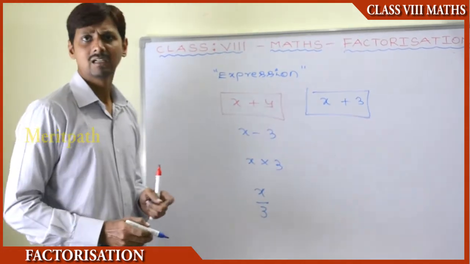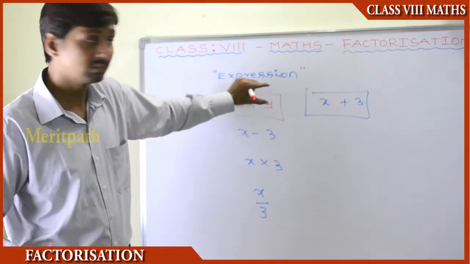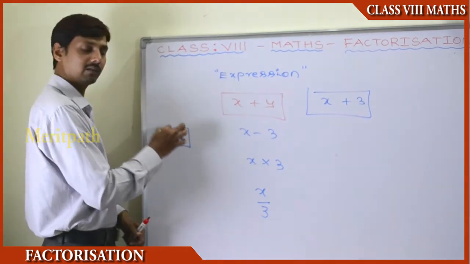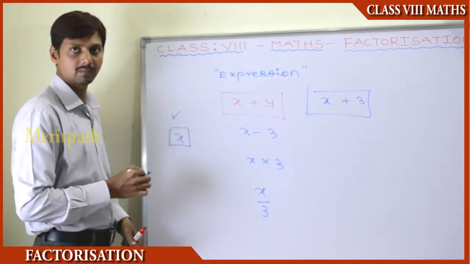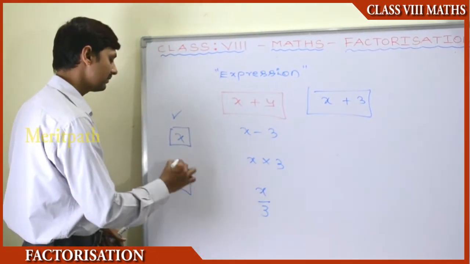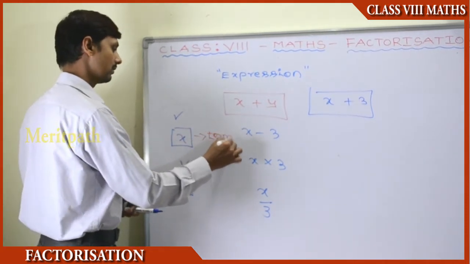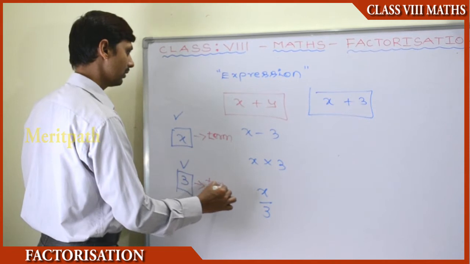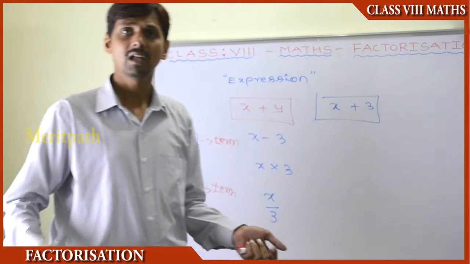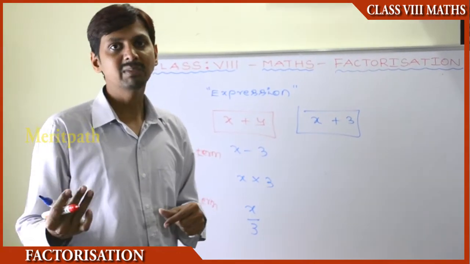So here the expression is what we have taken, the variable and constant. If we have taken one variable and one constant number, each of these is called a term. So let's see here how many terms there are. There are two terms. So an expression can have a minimum of one term or more than one term.